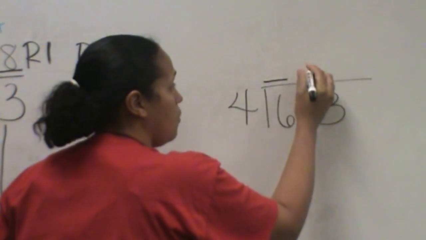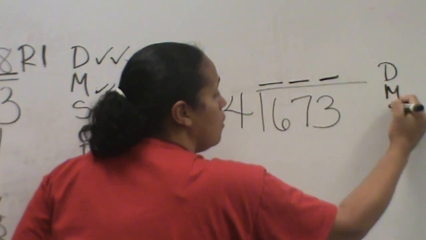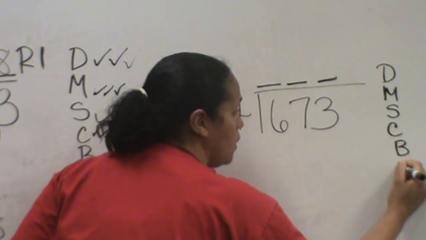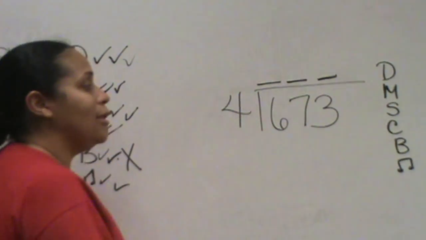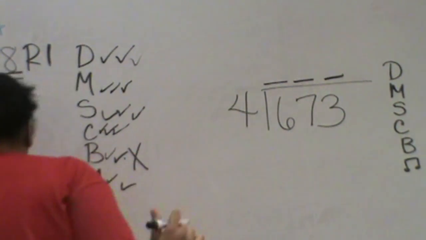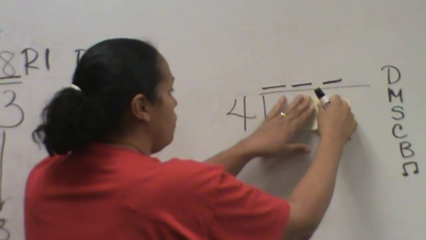So again, I'm going to put my 3 lines in my quotient. I'm still going to write my divide, multiply, subtract, check, bring down, and then do it all over again. But my checklist is going to be a little bit different. So I'm looking at the number 6, and I'm still using my Post-it notes to cover up those numbers so that students can focus on the 1.